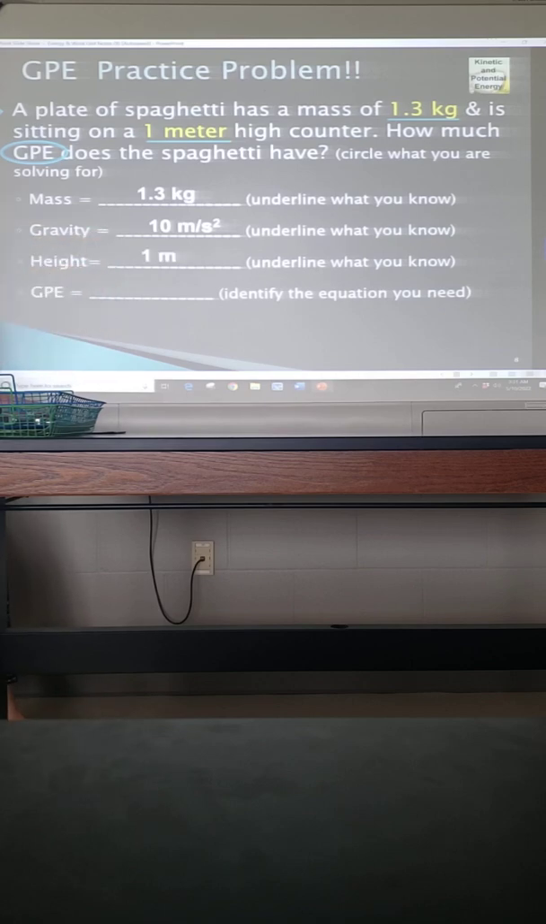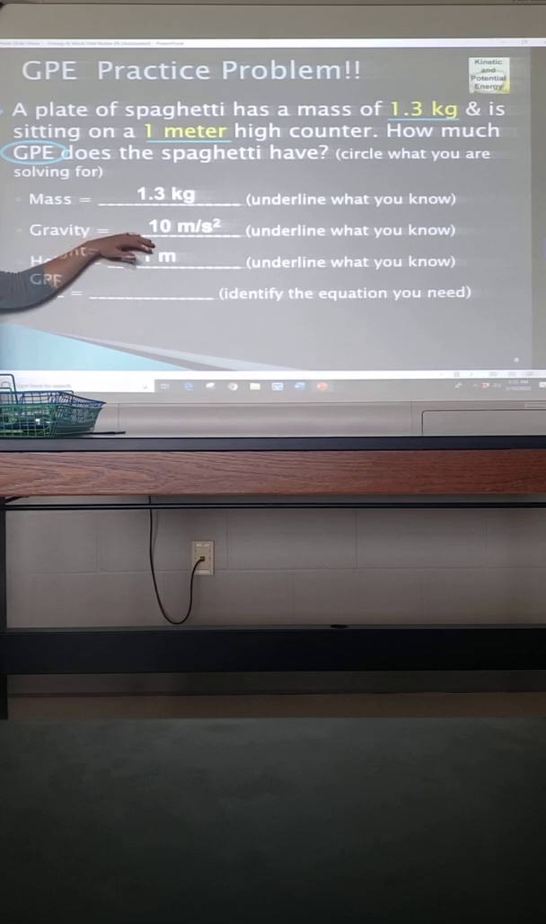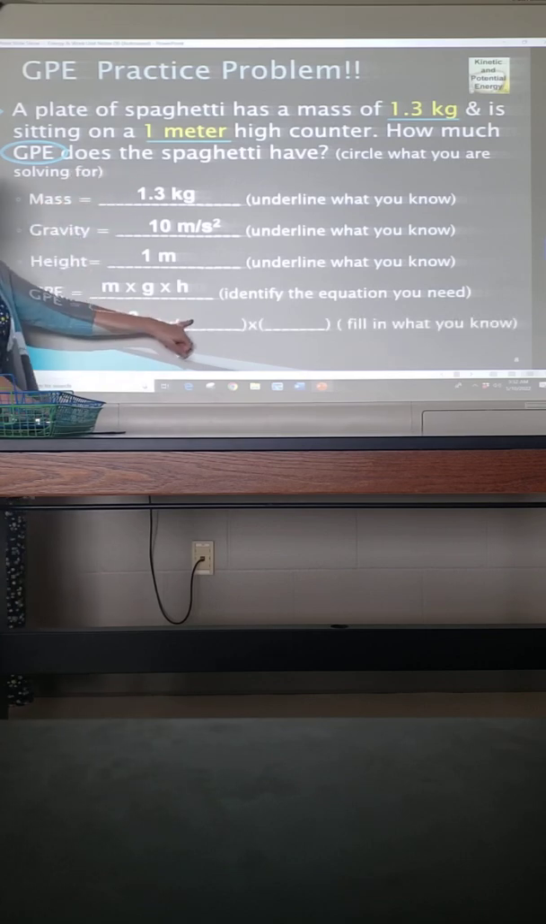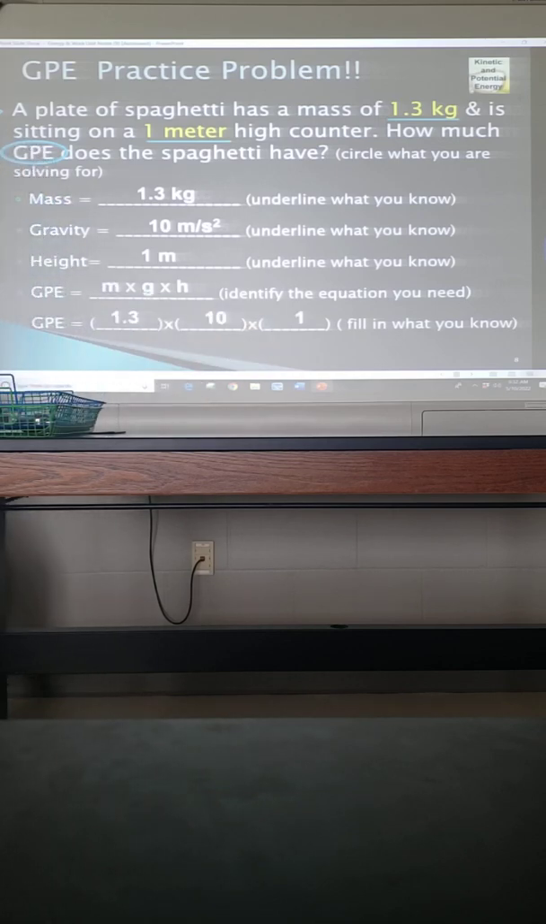So I'm going to fill in my 1 meter high. I've been given the mass. I've been given the height. By default, because we're here on Earth, it doesn't say we're on the moon or in some kind of simulation, so we know the gravity will be 10. So the equation is going to be mass times gravity times height. All we have to do is multiply these three numbers: 1.3 times 10 times 1. And when we do that, it has a GPE of 13 joules.